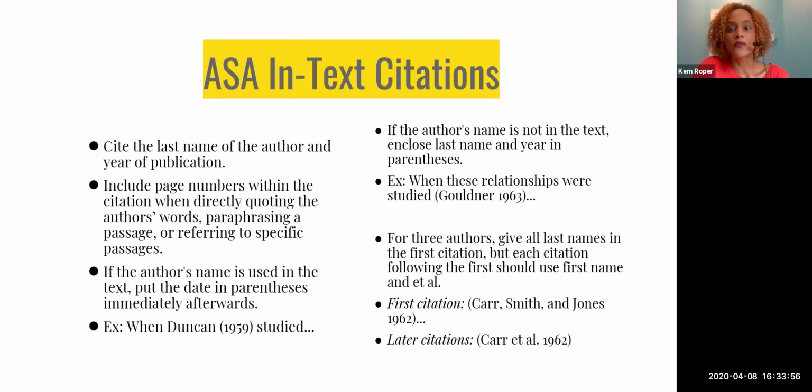And then for three authors, give all last names in the first citation, but for each citation that follows the first mention, you use the first author's last name and the abbreviation et al., rather than repeating all of the names of the multiple authors each time.